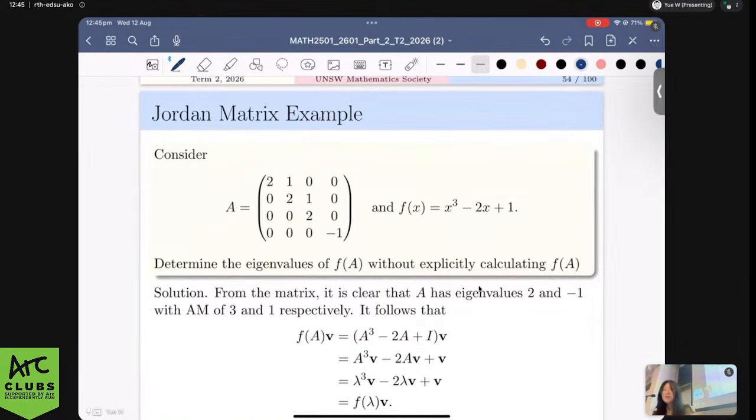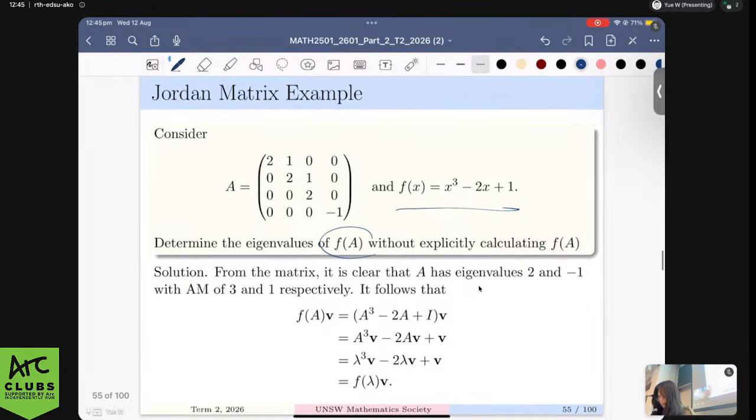Okay, and now moving on to an example. So if we consider some 4 by 4 matrix A, and we are given that f of x is equal to some random cubic, we want to determine the eigenvalues of f of this matrix without calculating it. We can just consider f of A, right? And then just sub our matrix A into the function. So if you sub it in, you should be able to get this form here after expanding it out.